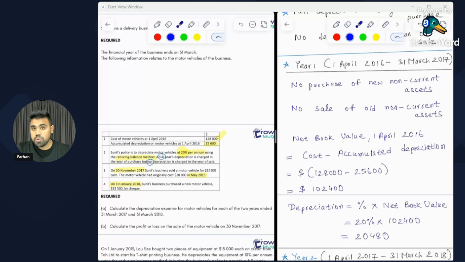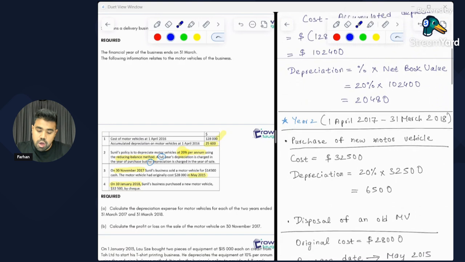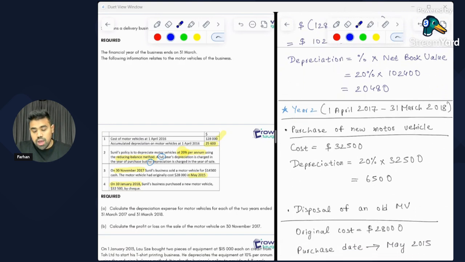And this is where things will get complicated, so I need you to focus and maintain proper concentration, all right? Okay, so in year 2, we understand that year 2 starts on 1 April 2017 and ends on 31 March 2018.